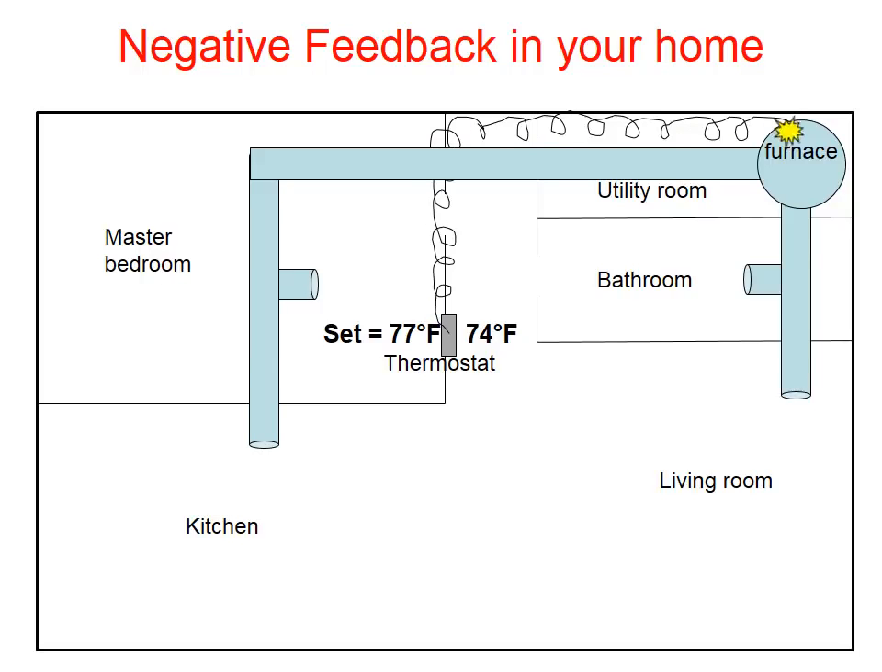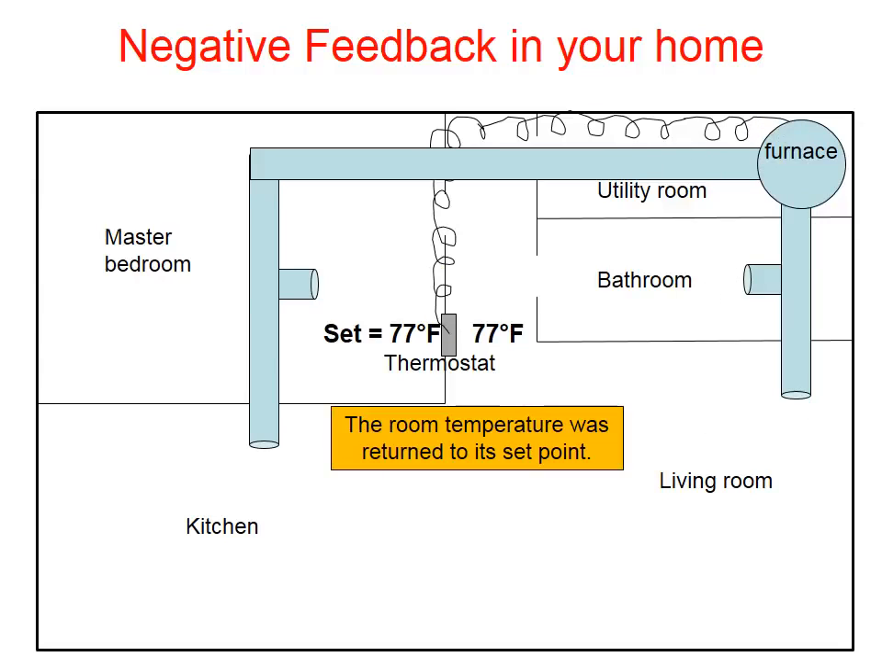Your thermostat will send a signal to the furnace. The furnace will respond by pumping out a bunch of heat around the house. And over the next few minutes, your home will warm back up until it gets back to the desired set point. At that time, everything turns off. Great example of negative feedback because your home responded to the cold temperature and performed an action to warm the home up.